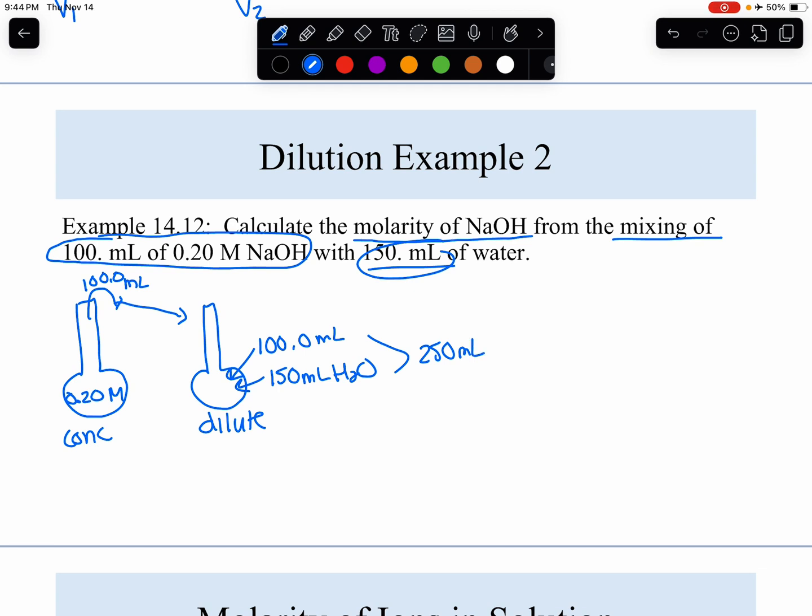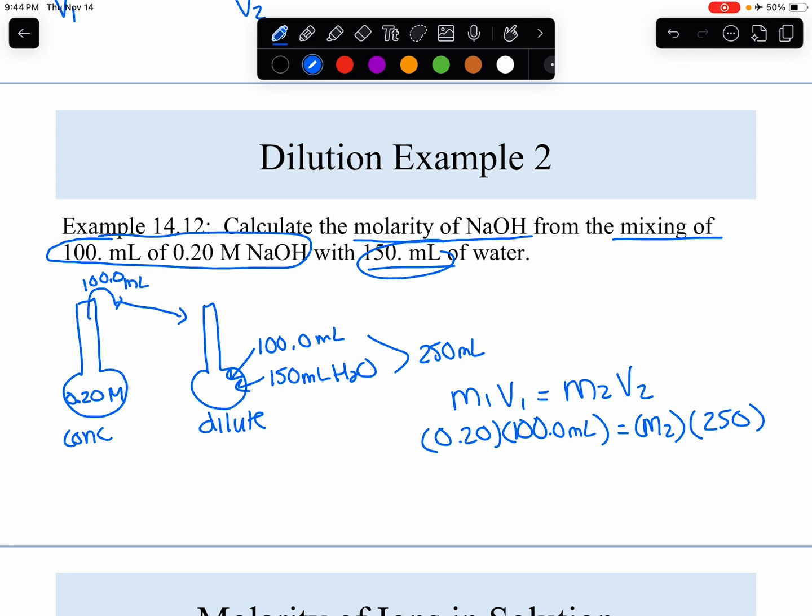All right. So I'm going to go ahead and do an equation. M1V1 equals M2V2. My initial molarity here was 0.20. My initial volume is what I took out. You have to remember that's not the total. It's how much you took out. 100. Trying to find M2. And my V2 here is my total volume of the entire thing, not just the water, not just the solution that you put in. So 250. And again, milliliters.